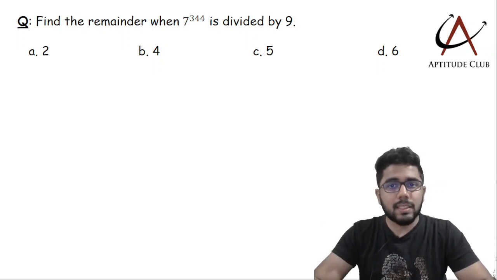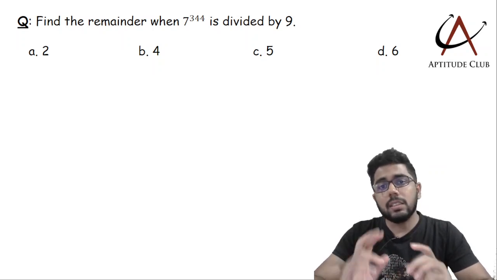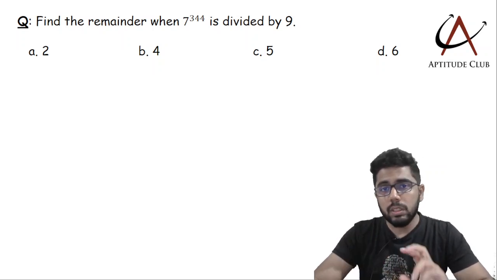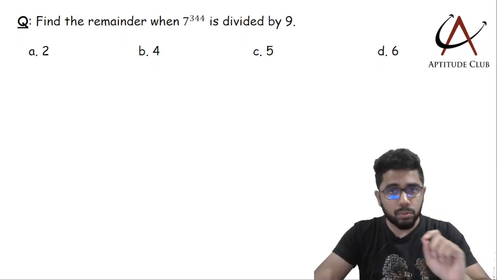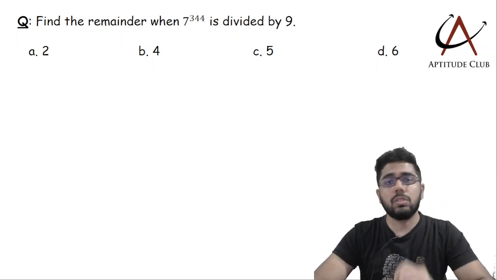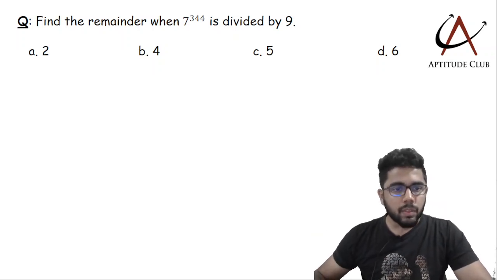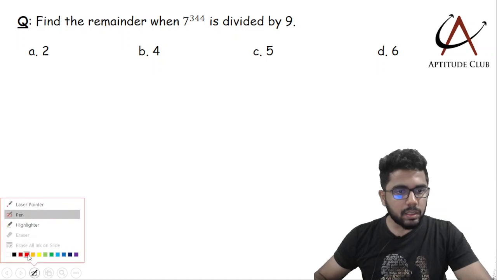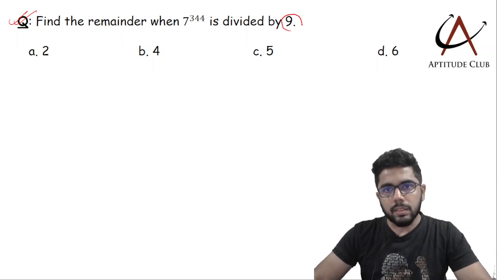Now let's try and see this question and how this can be solved and approached. I'll discuss it in two ways, how we can solve this. I'll give you two methods of solving. But before we start, I would request all of you to pause at this moment and try this question yourself and then look at the explanation later. Okay. So what is being given? Find the remainder when 7 to the power 344 is divided by 9.